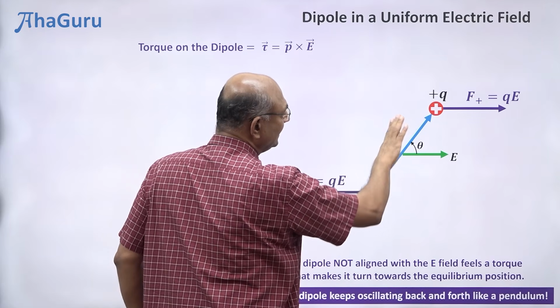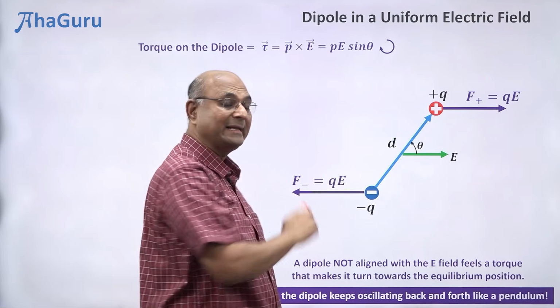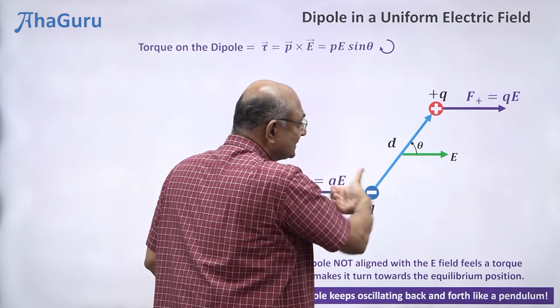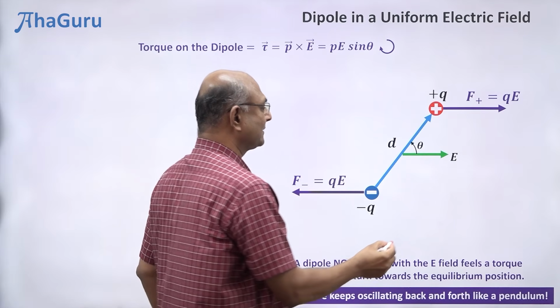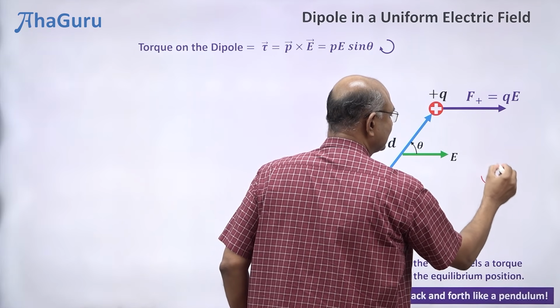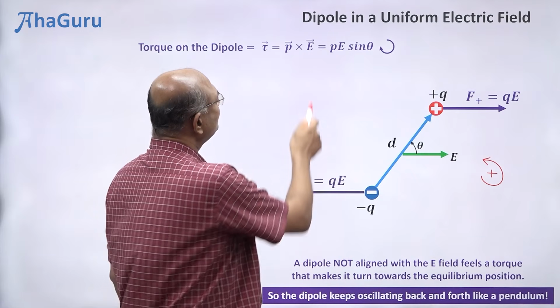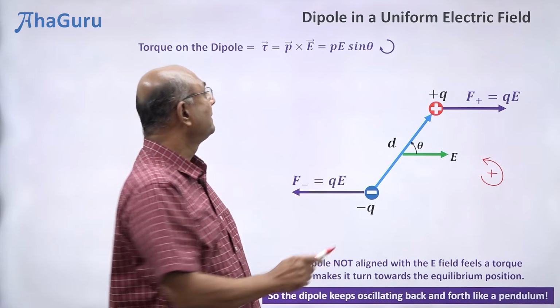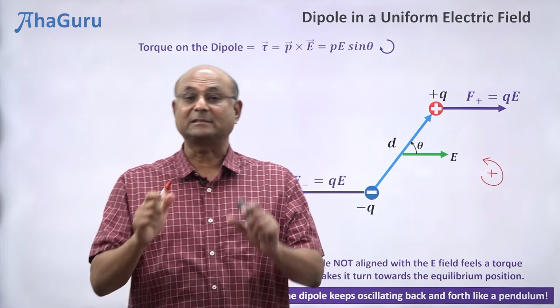P into E into sine theta. Okay, so let me write it down. PE sine theta. What direction? It will be this direction. But since theta is this way, we will take this as the positive direction. That is the theta direction. So this should be called minus PE sine theta, because it's in the opposite direction. Minus PE sine theta, that is the torque.